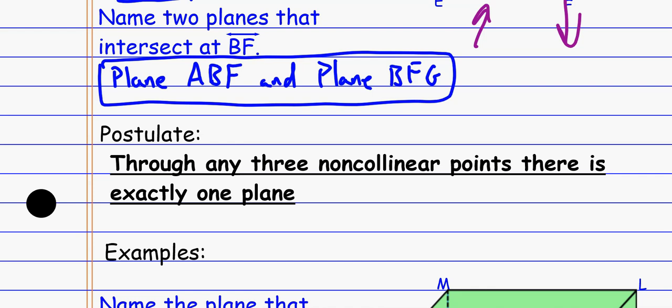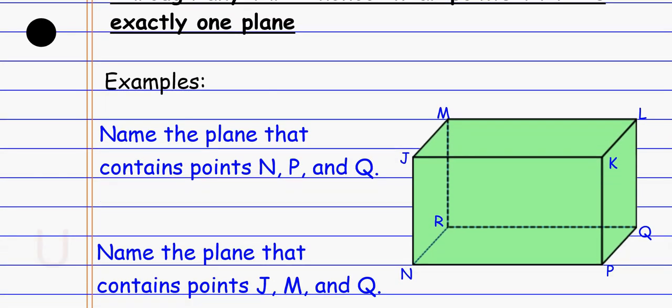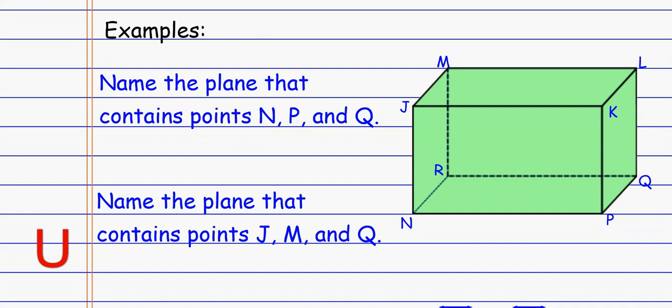Because if I have 3 points that are all lined up, there's an infinite number of flat surfaces that can go through that. There's an infinite number of planes that goes through 3 points that are collinear. So we need to choose non-collinear points. So through any 3 non-collinear points, there's exactly one plane.